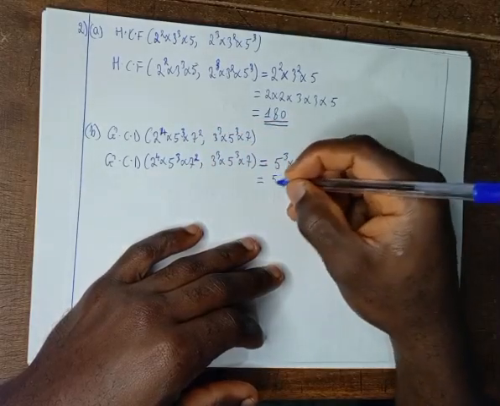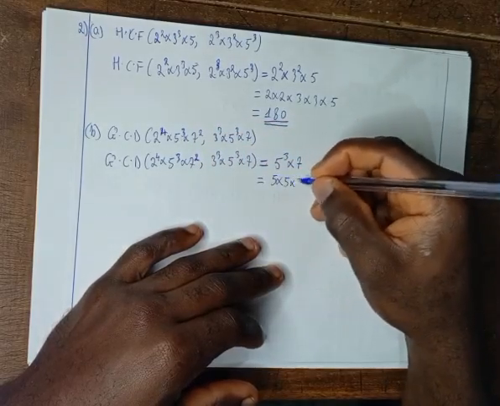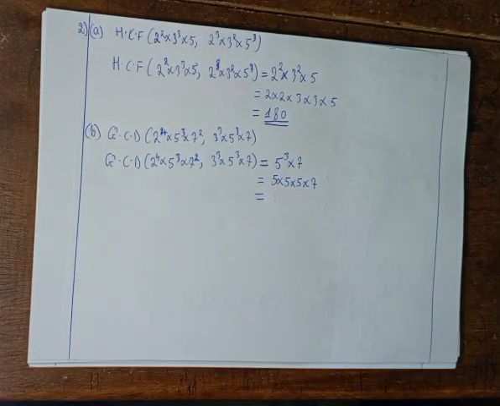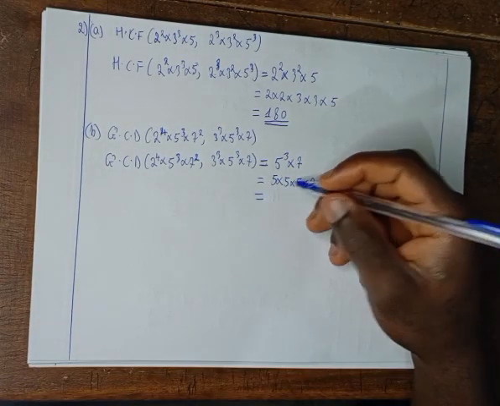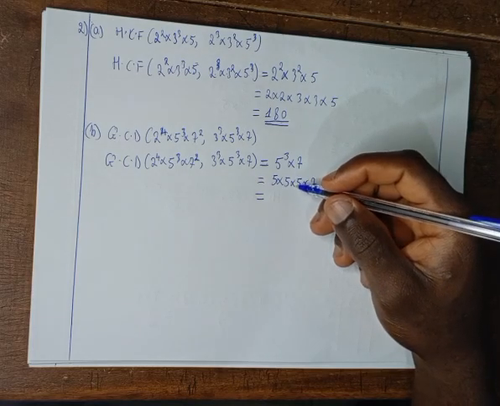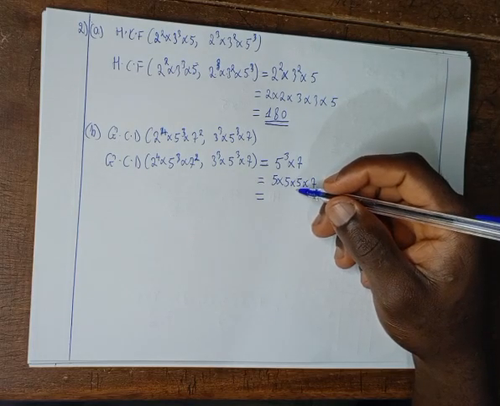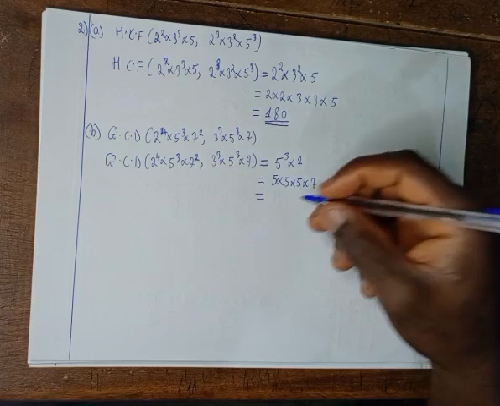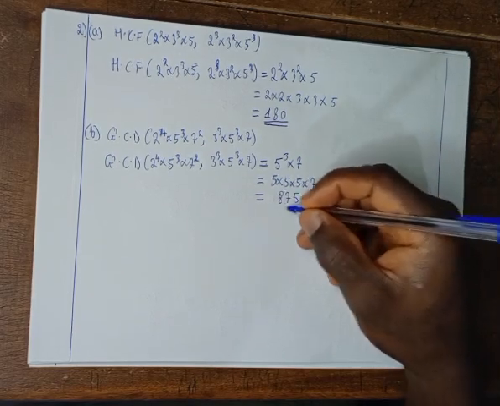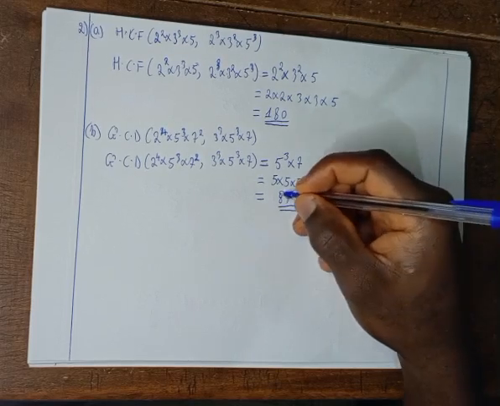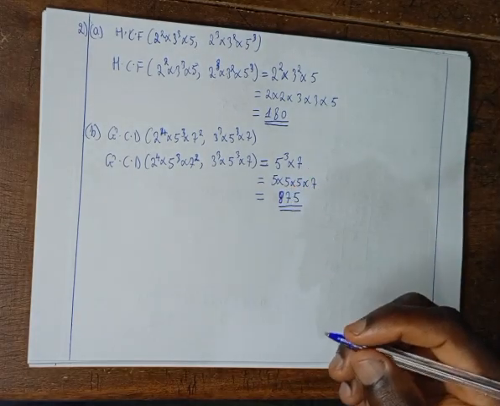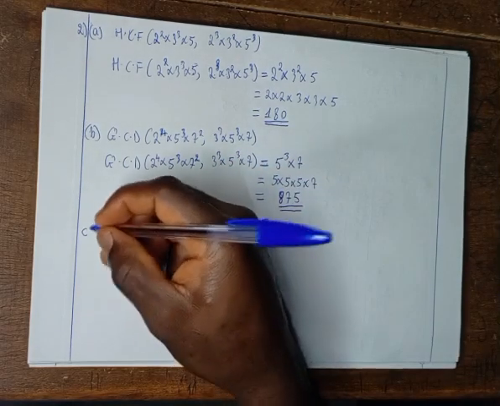This will give us 5 times 5 times 5 times 7, which is simply equal to 5 times 5 gives us 25. 25 times 5 gives us 125. 125 times 7 gives us 875. So this is the H.C.F of the two numbers. Now let's answer the last question, question C.